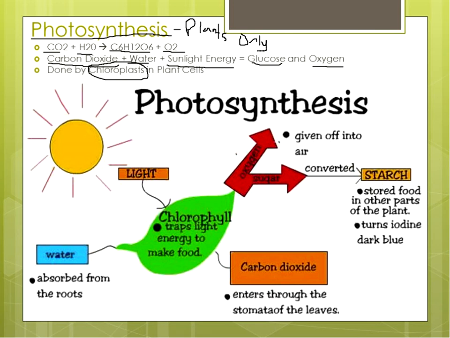Photosynthesis is done by only plants. The 3 things that go in are energy, water, carbon dioxide. It goes into the plant, and it will create oxygen and sugar called glucose. And that's what plants do on a regular basis.